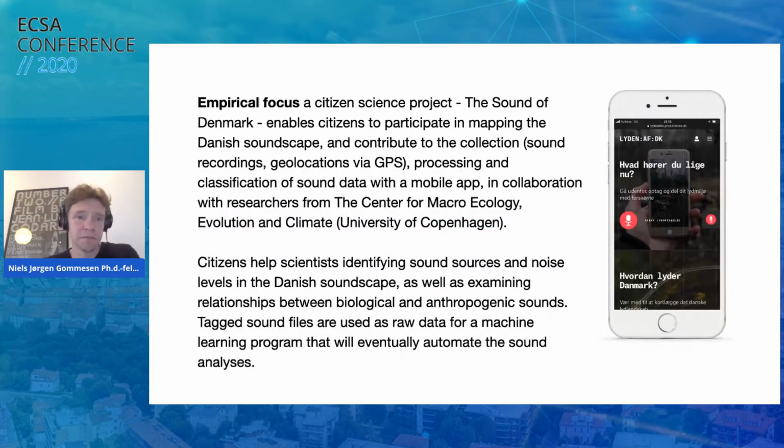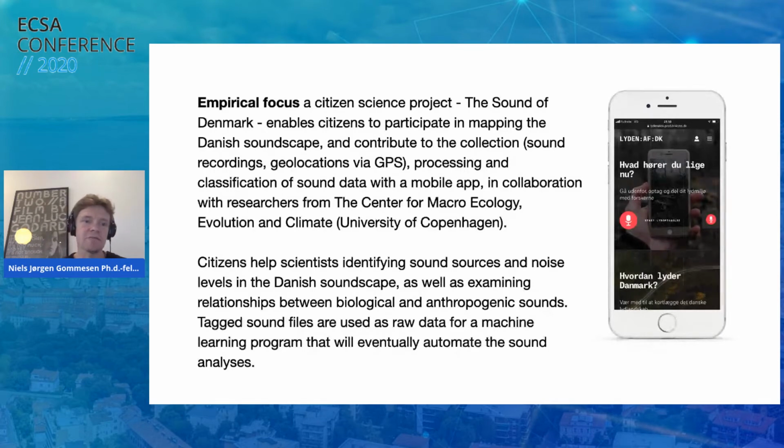The Sound of Denmark is also the empirical focus of my PhD project. It enables citizens to participate in mapping the Danish soundscape and contribute to the collection, processing and classification of sound data with a mobile app in collaboration with researchers from the Center for Macroecology. So citizens help scientists to identify sound sources and noise levels in the Danish soundscape, as well as examining relationships between biological and man-made sounds.